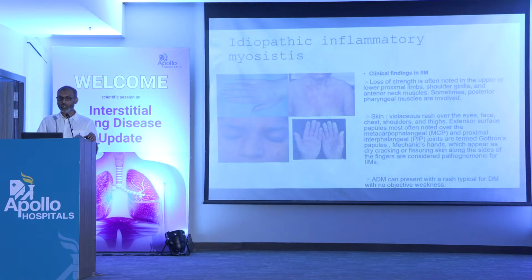The clinical feature of inflammatory myositis is proximal muscle weakness involving shoulder girdle and hip girdle, and in case of dermatomyositis there can be skin involvement over face and chest, shoulder, thighs, and extensor surface of PIP and DIP in the form of Gottron's papules. Then there can be features of mechanic's hand, which is basically a rash, cracking, fissuring of the skin of the palm and sole, and it is seen in antisynthetase syndrome.